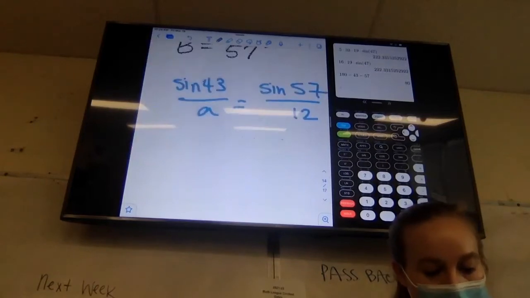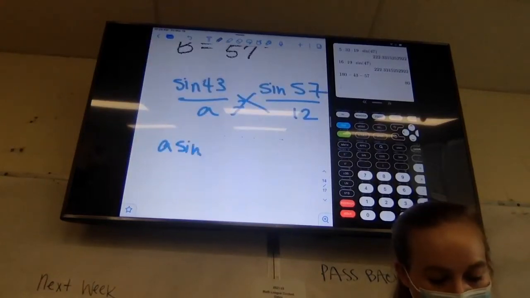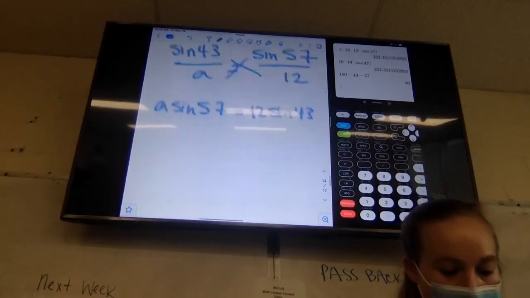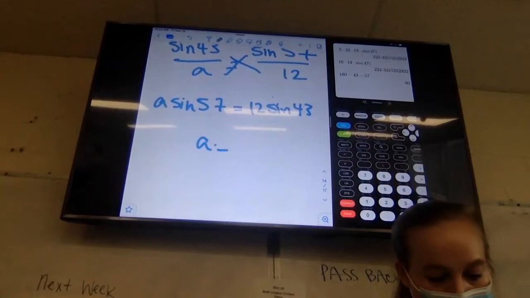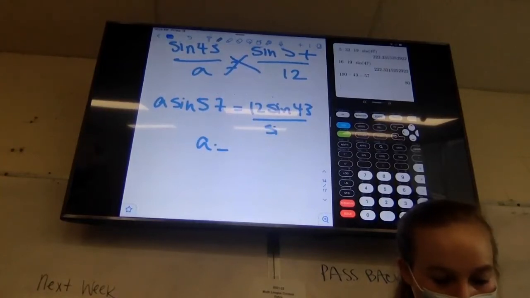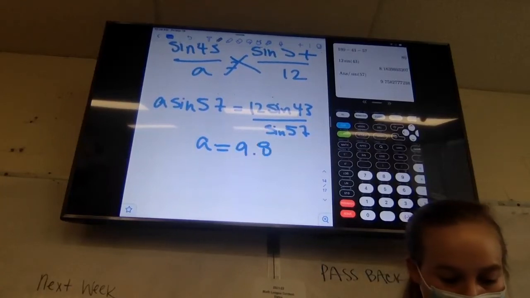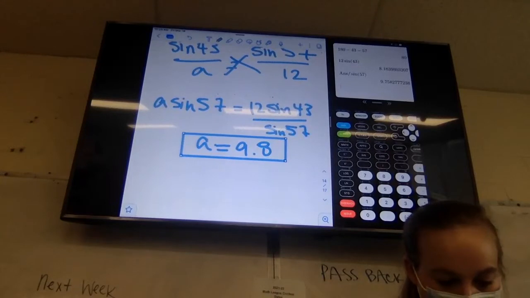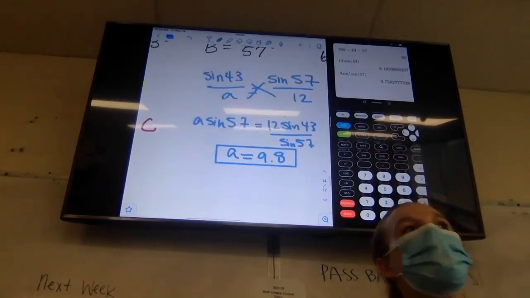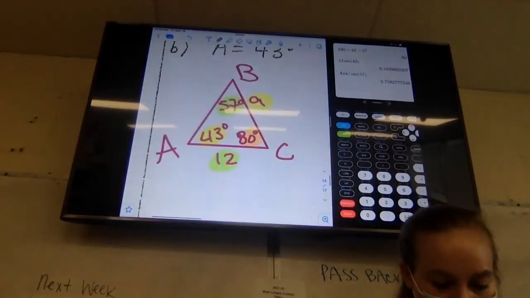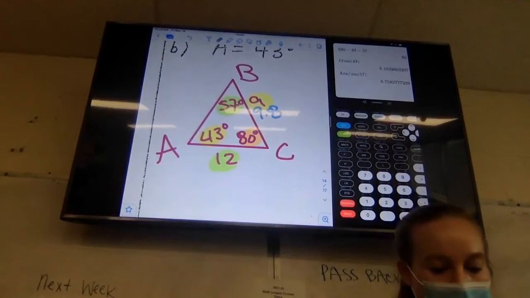Okay, perfect. All right, cross multiply. A sine 57 equals 12 sine 43. Sine 43 divided by sine 57, and I get 9.8. Anybody questions yet? Okay. Now that I have little a is 9.8, can someone set up my area formula for me?